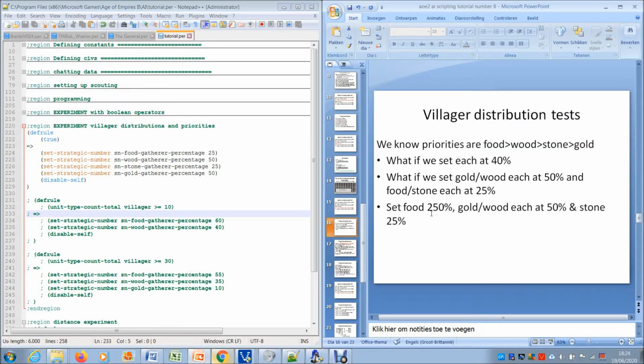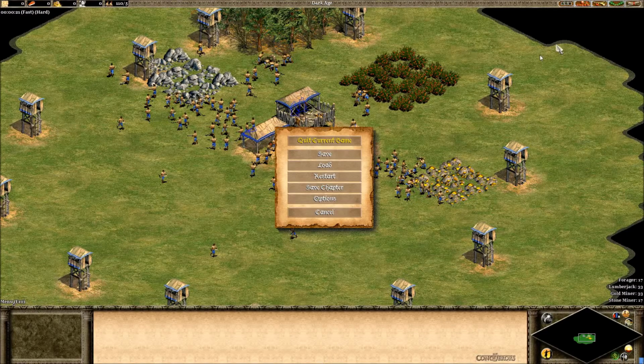Next experiment, we set the food at 250, gold and wood each at 50, and the stone at 25. The question will be, will the number on food be 5 times greater than the one on wood and 10 times greater than the one on stone? We will see.